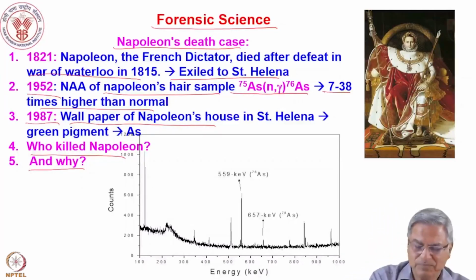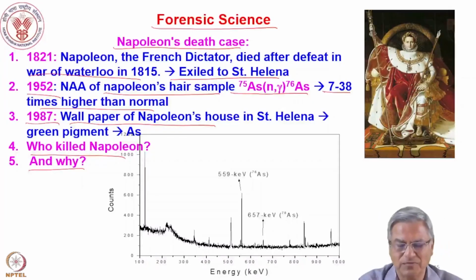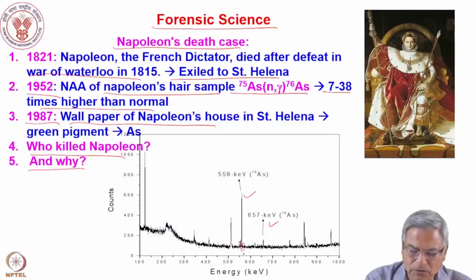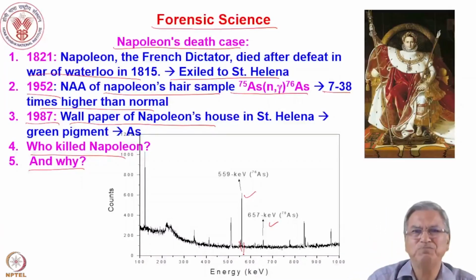You can see here the gamma spectrum of arsenic-76, with 559 and 657 keV gamma rays. So you can selectively find the peak areas of these peaks and find out the concentration of arsenic in the sample.